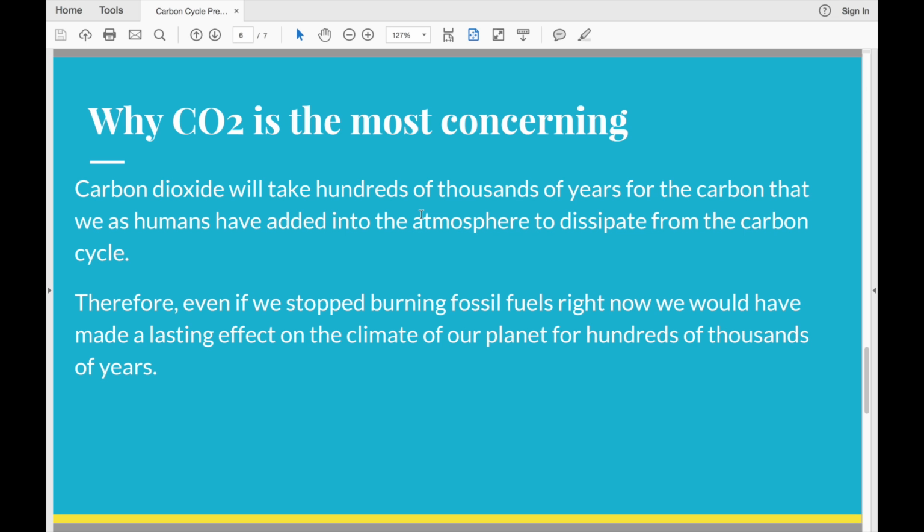So why is carbon dioxide the most concerning? Carbon dioxide will take hundreds of thousands of years for the carbon that we as humans have added into the atmosphere to dissipate from the carbon cycle. Therefore, even if we stopped burning fossil fuels right now, we would have made a lasting effect on the climate of our planet for hundreds of thousands of years.